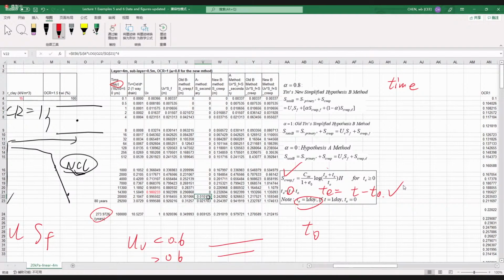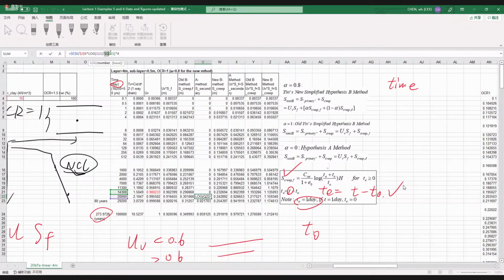And for the A method, the creep only occurs after 98% consolidation degree has been achieved. So for this part, we have no creep. We only have creep after 98% has been achieved. Here, you can see there are some differences. The final time is the time here, 20,000 days.